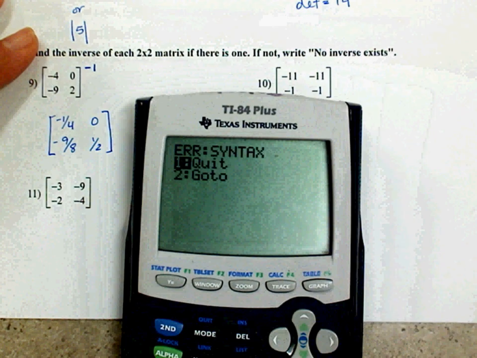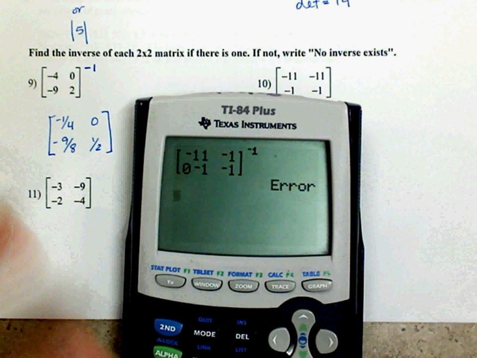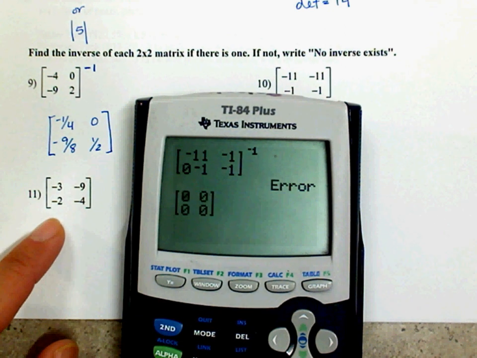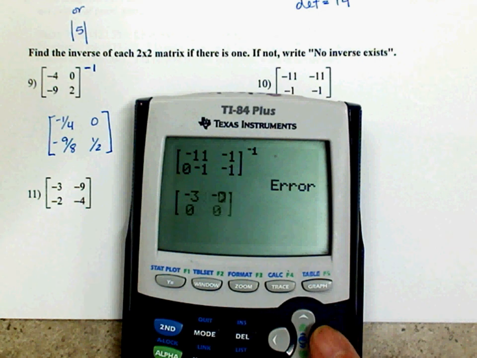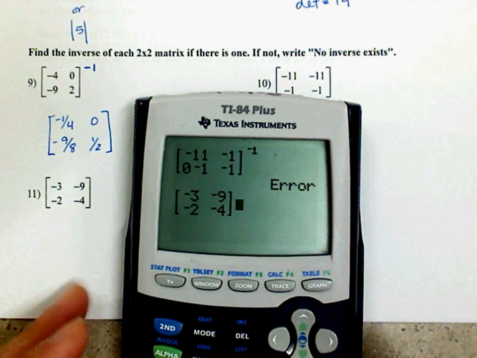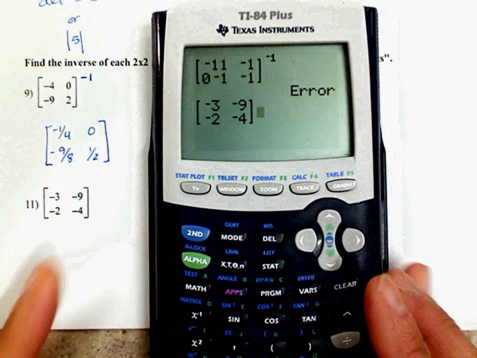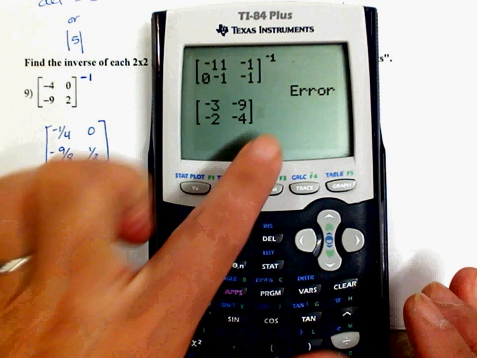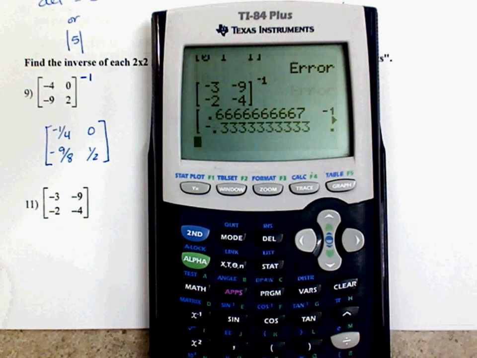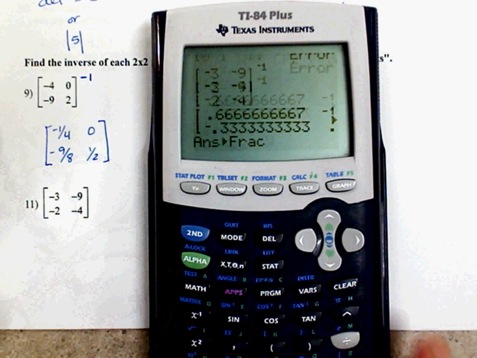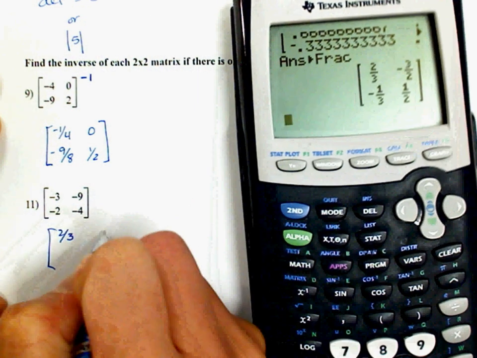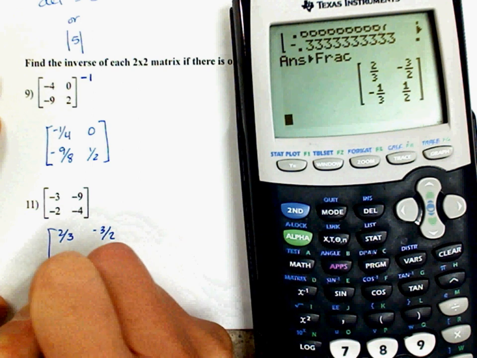Number 11, alpha zoom. It is also a 2 by 2. Okay. So -3, -9, -2, -4. I keep right clicking so I don't have to continually push enter and move it down. Just keep right clicking. Add the -1 and the inverse. Change that to a fraction so you don't have to scroll to see all those numbers. 2/3, -3/2, -1/3, and 1/2.